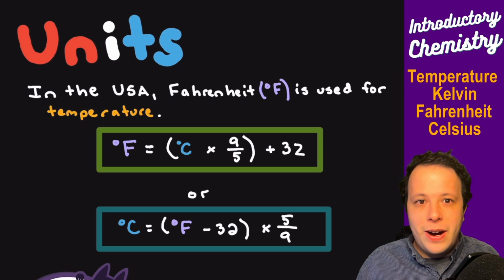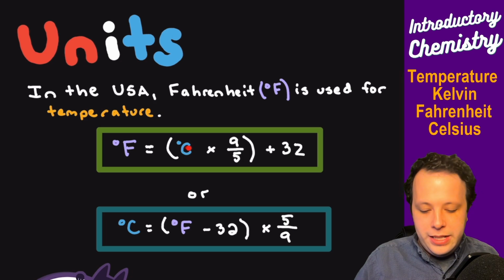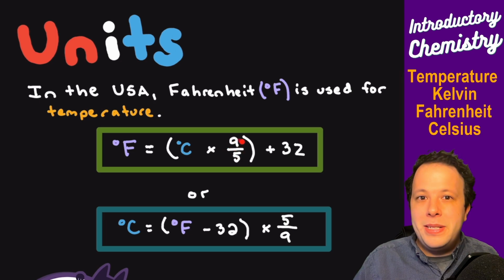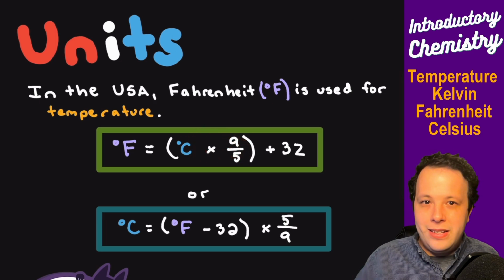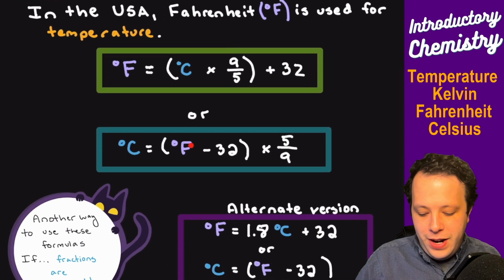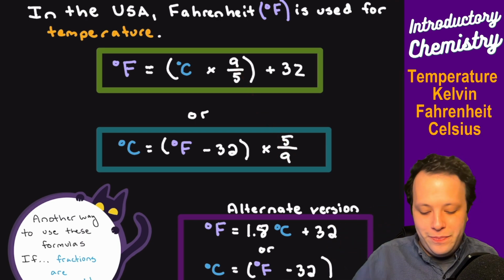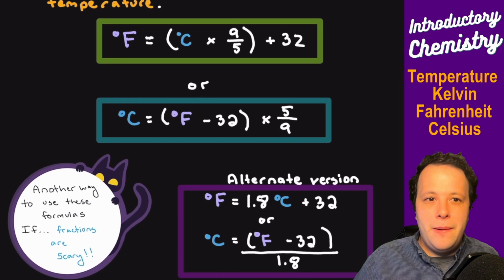So let's say if we have Fahrenheit. The way that we would use this formula is we would take the Celsius value, times it by a fraction of 9/5, solve for that, and then add 32. Or we could take Fahrenheit minus 32 times 5/9. Notice how the fraction flipped between the two, and that would give us our Celsius.